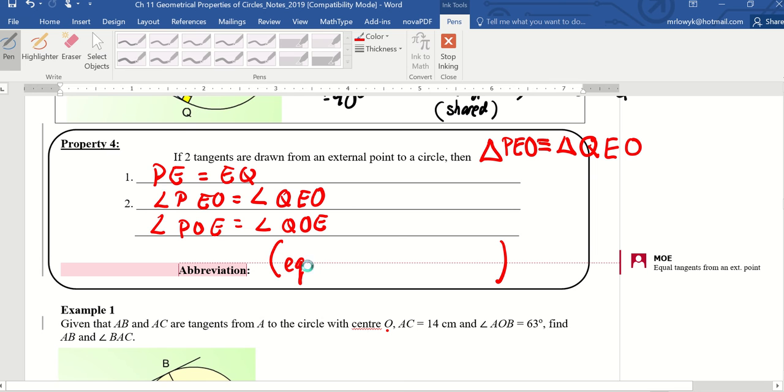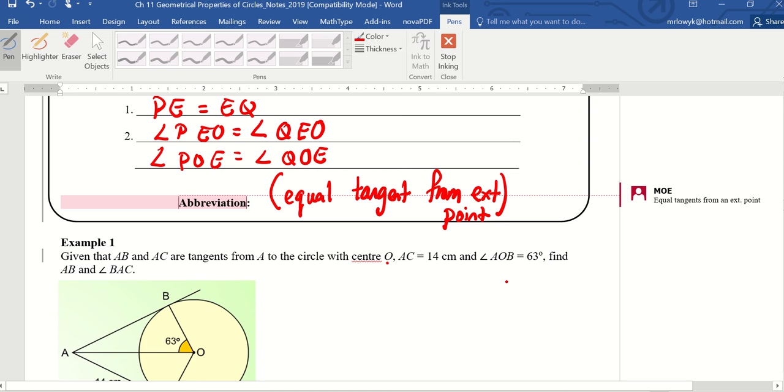Now let's start with the first question. The first question, ext means external. Ext means external. Right, start with the first question. Do you see the tangent from external point? Yes, I scroll a bit. External short form, ext.